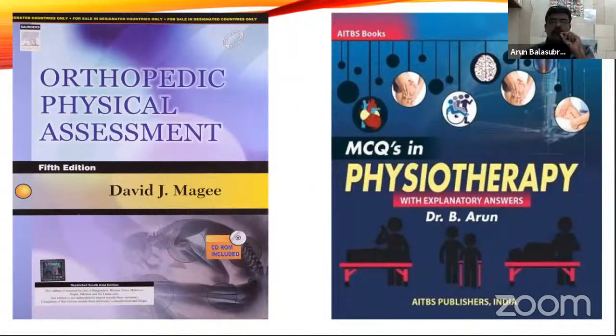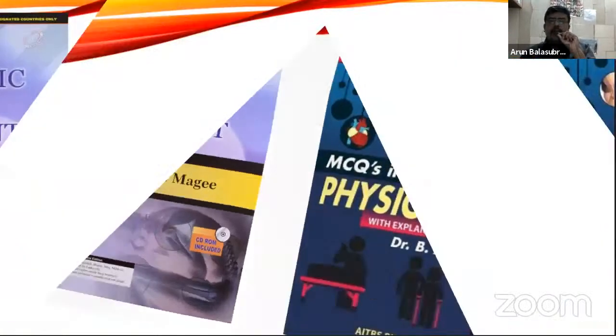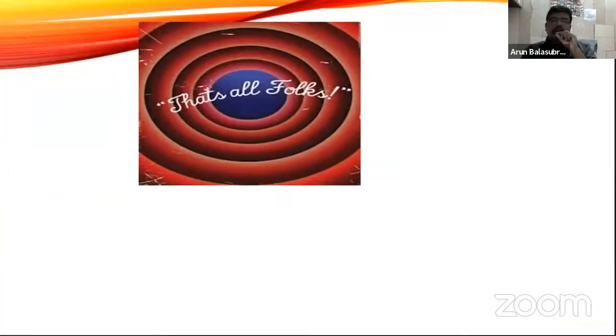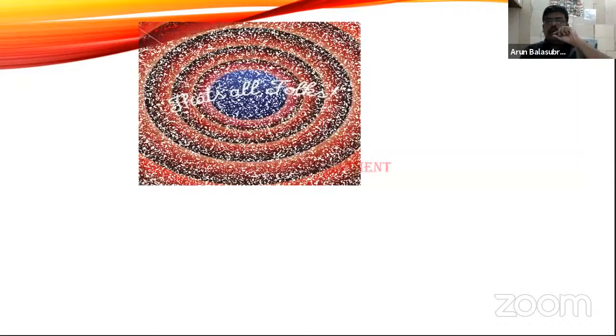Don't photocopy or buy the soft copies. Please buy the hard copy and keep it for your reference. And that's all for today's class. Any doubts, you can ask.